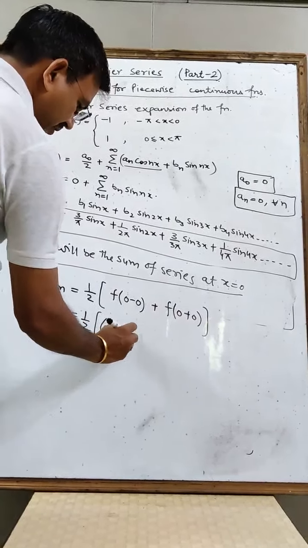So in this way we can find the Fourier series expansion of piecewise continuous functions over the interval of length 2 pi, and we can find the sum of the series at the point of discontinuities. I hope now you can find the Fourier series expansion of both continuous and piecewise continuous functions over the interval of length 2 pi, and also you can find the sum of the series at the point of discontinuity.